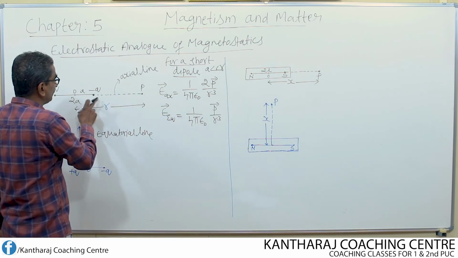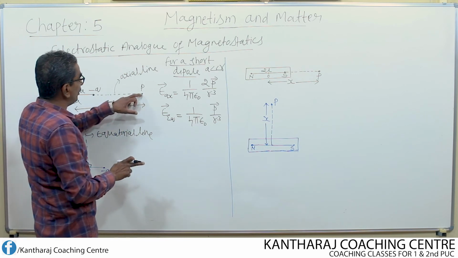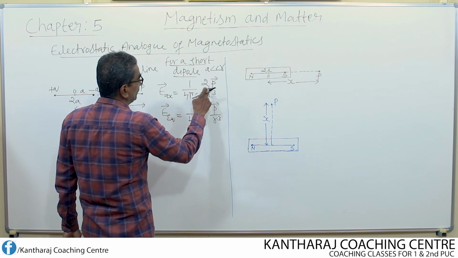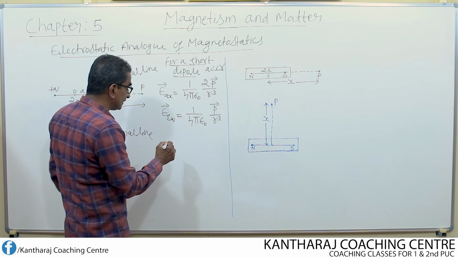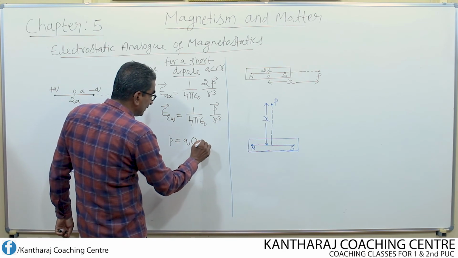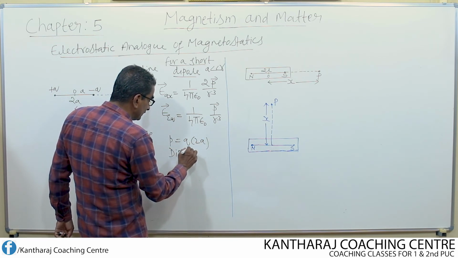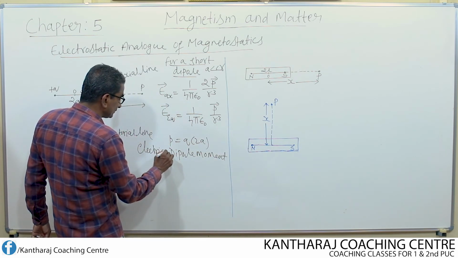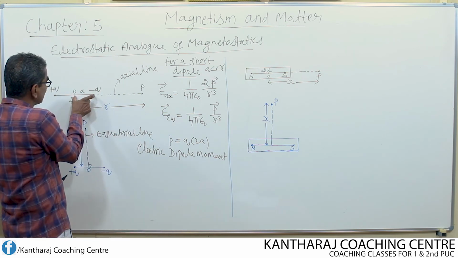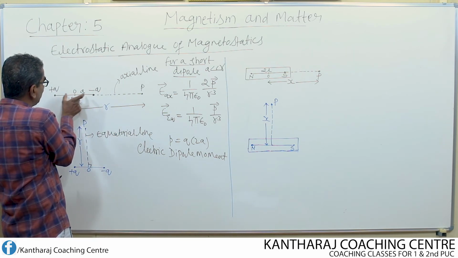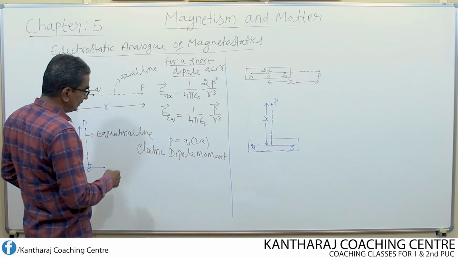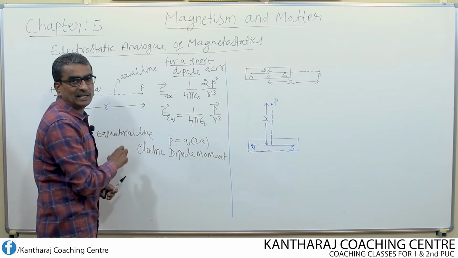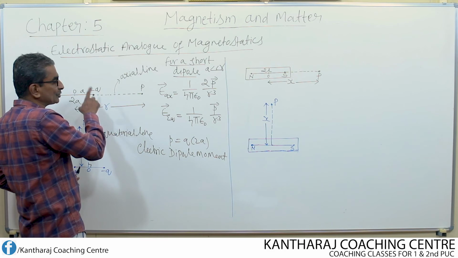For a short electric dipole on the axial line at the point P, what is the electric field? E axial equal to 1 over 4 pi epsilon into 2p by r cube. What is p? p is nothing but q into 2a, which is nothing but dipole moment. Which dipole moment? Electric dipole moment. If this distance half of this is a plus a, equal to totally 2a. So if a is very, very small compared to the distance at which we are finding the electric field, then we consider this dipole as a short dipole.